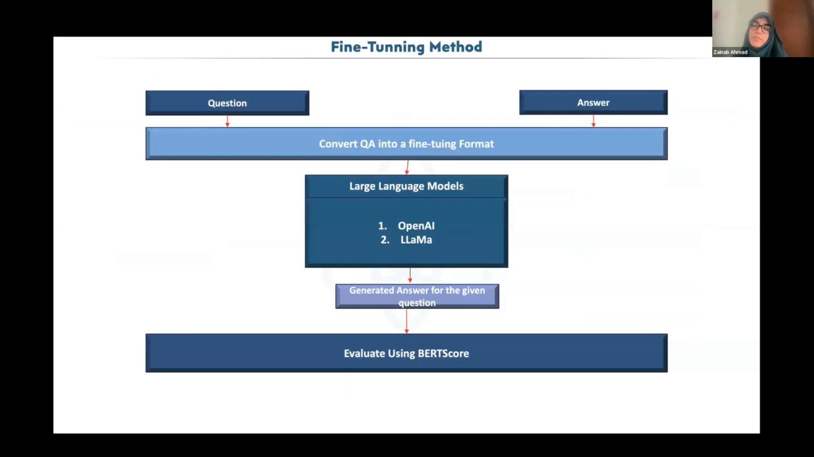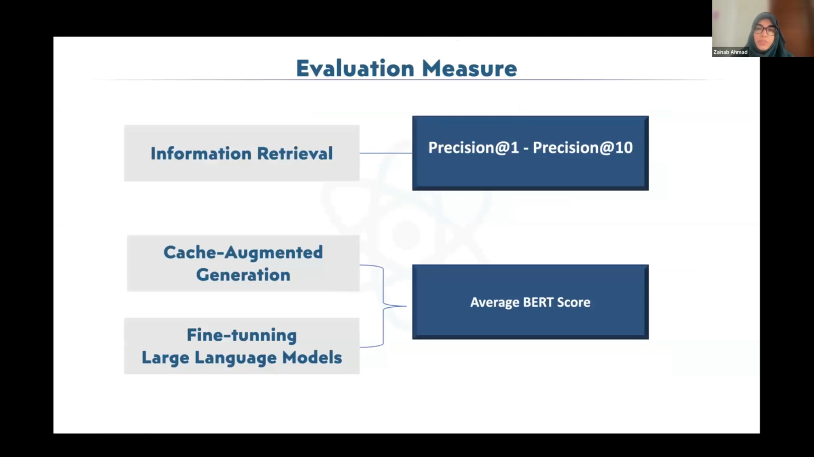So here we have the fine-tuning method. In the fine-tuning method, we provide both question and answer to LLMs, after converting them into a fine-tuning format. For LLMs, we have used OpenAI and Llama. They generate the answer for the given question, and that generated answer is evaluated using BERTScore as well. So, a quick review regarding evaluation metrics: for information retrieval we have used Precision at 1, 3, 5, 7, and 10, and for cache-augmented generation and fine-tuning the large language models, we have used average BERTScore.